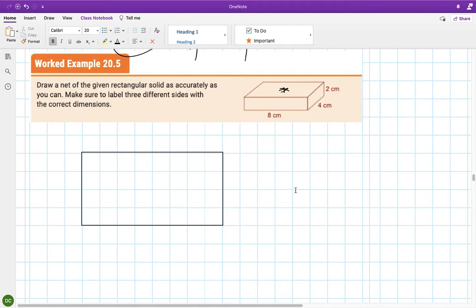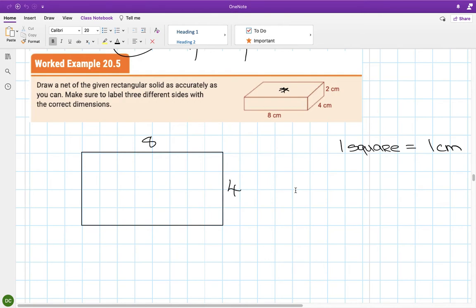Yeah? So that's 8 here and 4 here. I'm using 1 square equals 1 centimeter. Yeah? Okay. So now I always use, when I'm doing rectangles or cubes, I always use the T shape. I just think it's a bit easier.